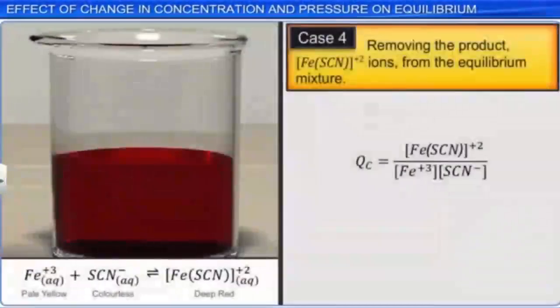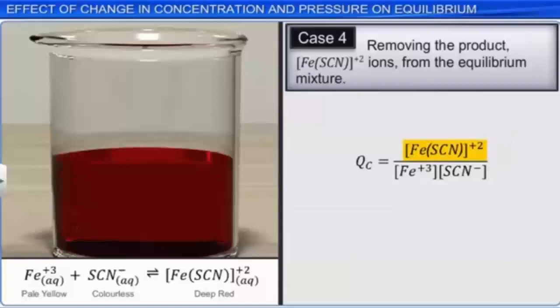Case 4. Removing the product FeSCN+2 ions from the equilibrium mixture. On removing FeSCN+2 ions from the equilibrium mixture, the value of the numerator in the equation for reaction quotient decreases.